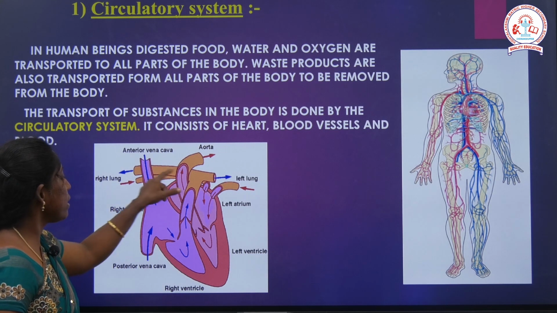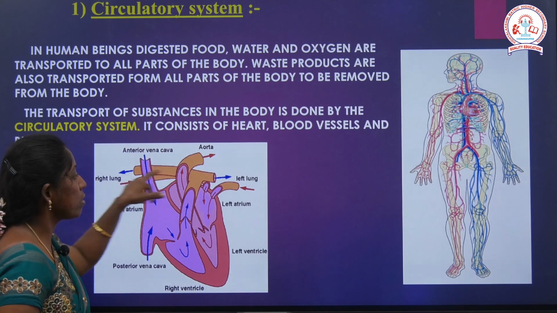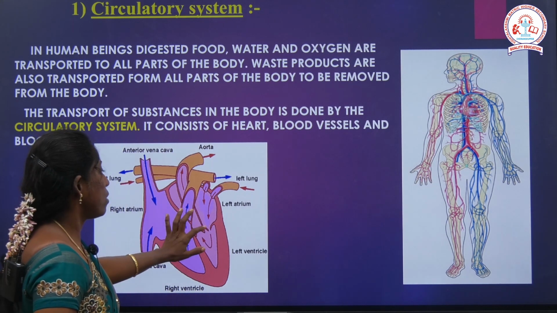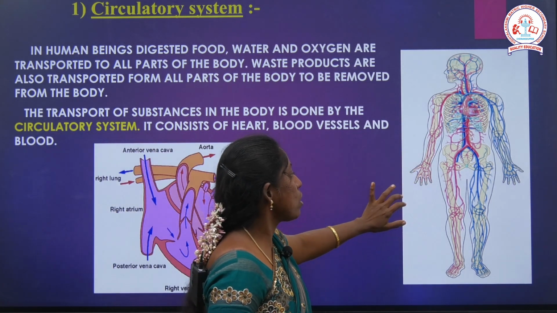So here we also have the right lung and left lung. Why is it connected to the lungs? These lungs give oxygen to the heart. Okay. So this is the other structure, the human structure of that.